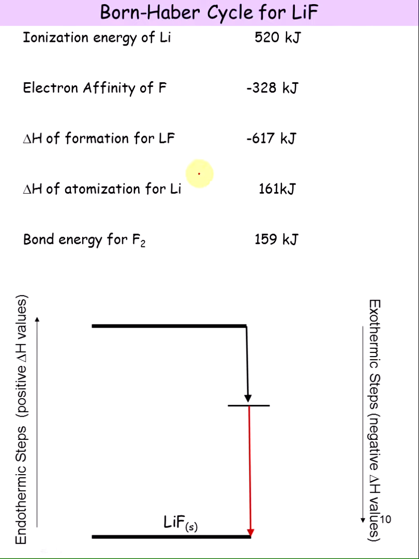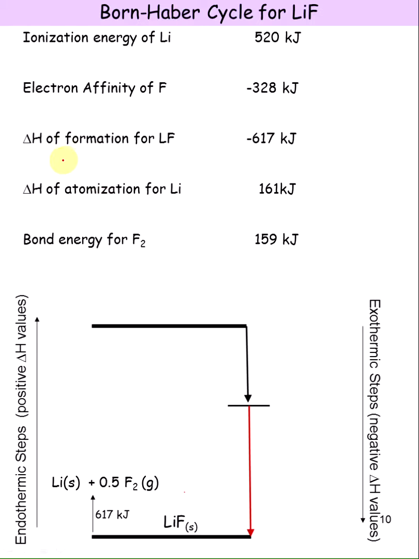So here we have a Born-Haber cycle for lithium fluoride. And they've given us some information. Now, if this information isn't given to you in the problem, you will have to look it up. So we're going to start off with lithium fluoride here at the bottom, and we're going to use the delta H of formation for lithium fluoride. That reaction is lithium solid plus half an equivalent of fluorine going to lithium fluoride.